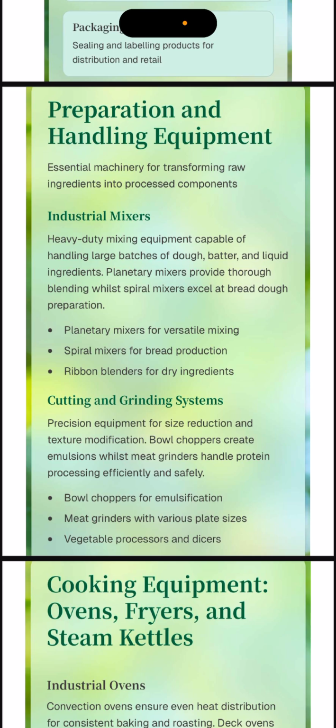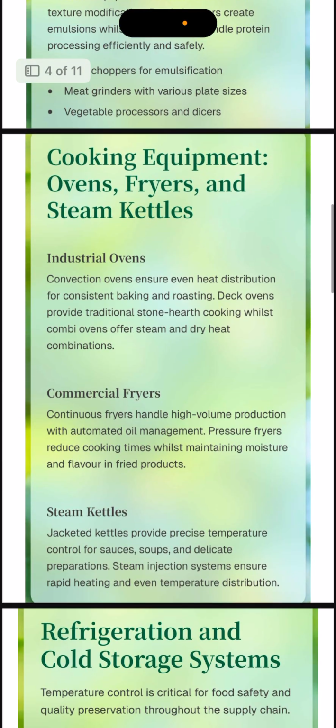Processing and cooking equipment. This is where the chemical and physical transformation of food occurs, primarily through the application of heat. Cooking equipment consists of industrial ovens, commercial fryers, and steam kettles. In industrial ovens, there are mainly three types of ovens. One is convection ovens, the other one is deck ovens, and the next one is combi ovens.